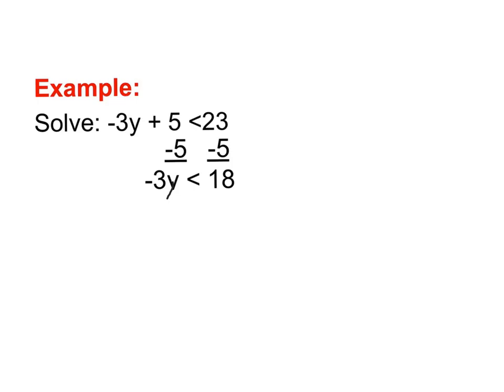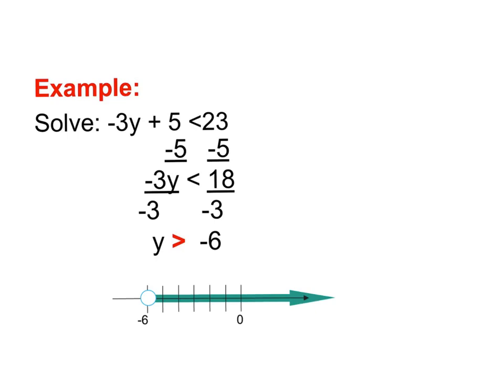Negative 3y less than 18. What's my next move? Divide by negative 3. Okay, so when you divide by a negative, that needs to flip. So, when I divide by negative 3, notice here that I changed the color of the inequality sign because it flips over to greater than. So y is greater than negative 6. Okay, and then you go ahead and do your graph of your number line, and you're good to go.